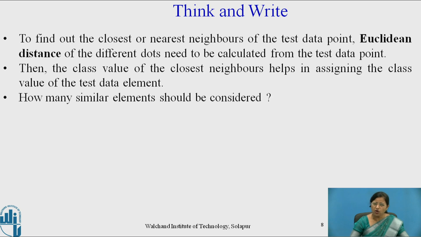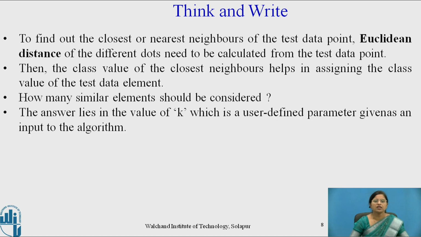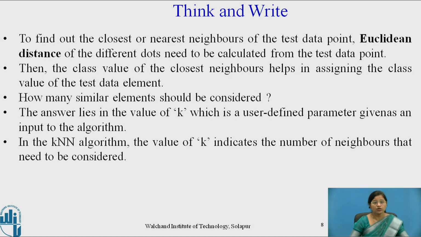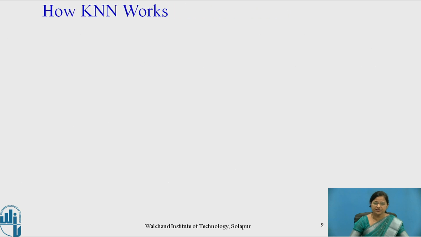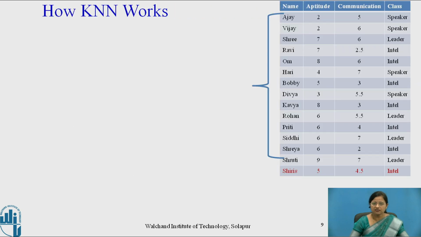Now, can you tell me how many similar elements we should consider while applying the K-nearest neighbor algorithm to the given dataset? The answer lies in the value of k, which is a user-defined parameter given as an input to the algorithm. In the KNN algorithm, the value of k indicates the number of neighbors that need to be considered. For example, if we have a value of k equal to 3, then only the 3 nearest neighbors, or 3 training data elements closest to the test data element, are considered. Now let us consider the dataset again.